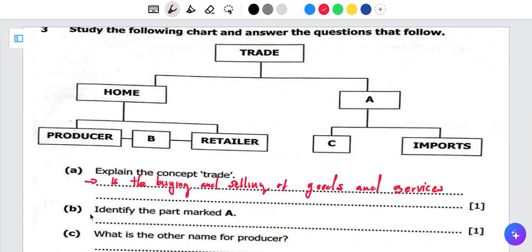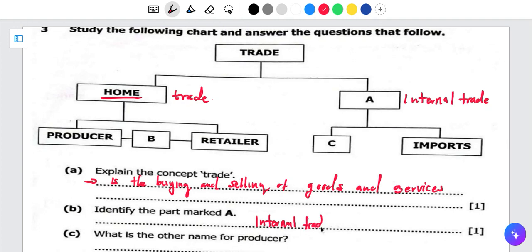Then question B says identify the part marked A. Like I said, trade is divided into home trade as well as international trade. So this one has to be the international trade, and this one is home trade. International trade involves two or more countries trading. Home trade differs because it is the trade which happens within the country. So for marked A, we can say international trade.